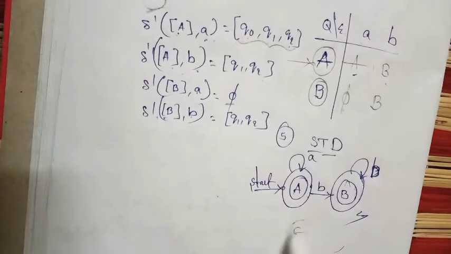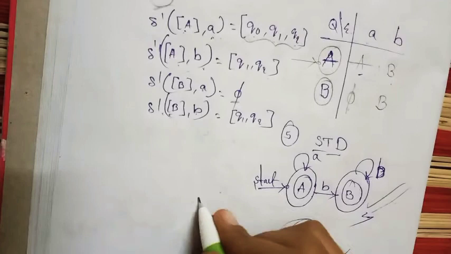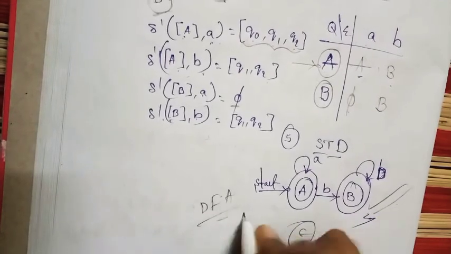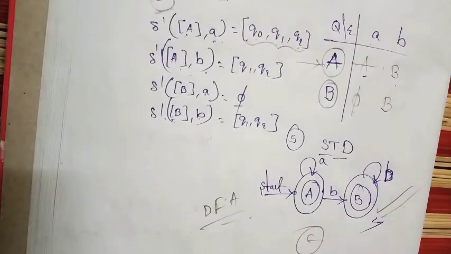So without epsilon edges, we just got the output. So this is our required DFA. That's it, guys. It is very simple and easy. Just learn the steps of how to solve it.